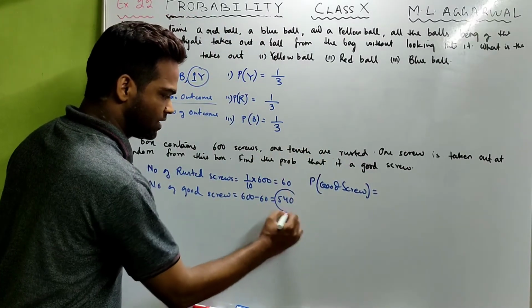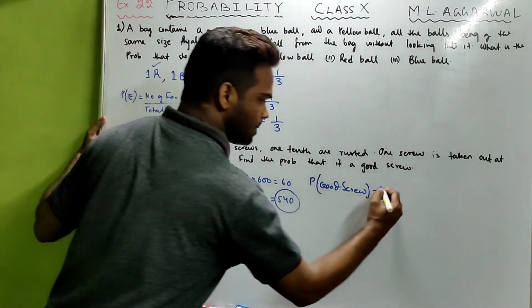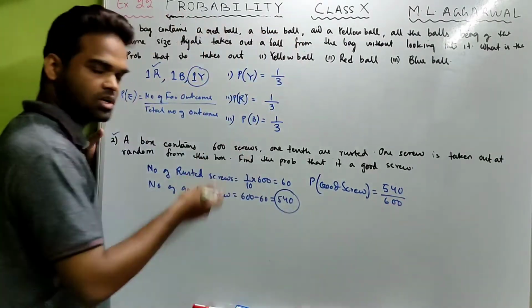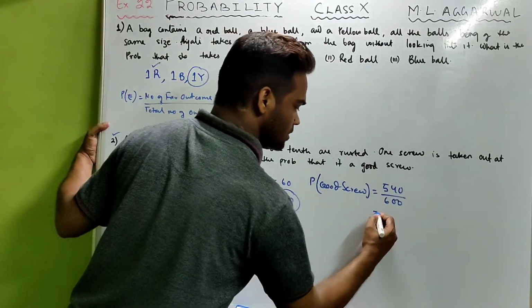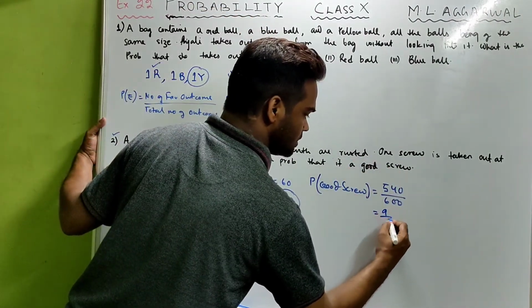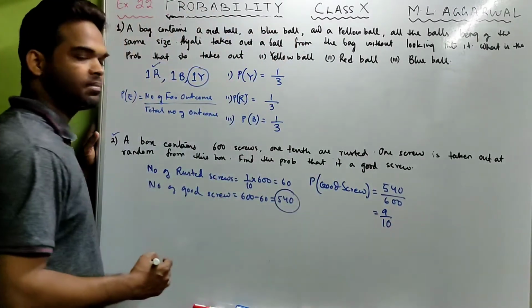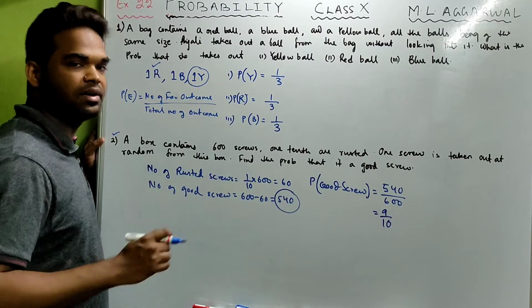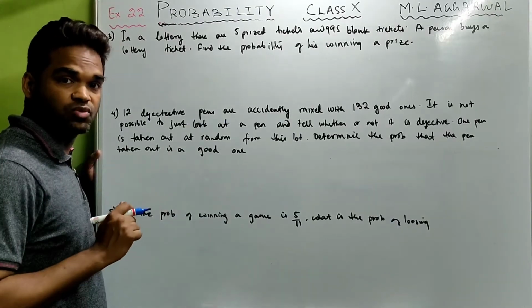So probability of a good screw: your favorable outcome is 540 and your total number of outcomes is 600, isn't it? Because there are 600 screws in total. So that's 6 9 times, 6 10 times. So 9 by 10. Am I clear? Now look at the next sum. Now look at number 3.